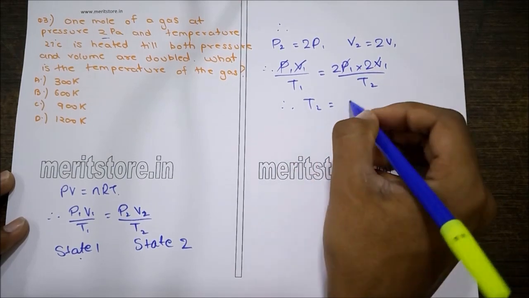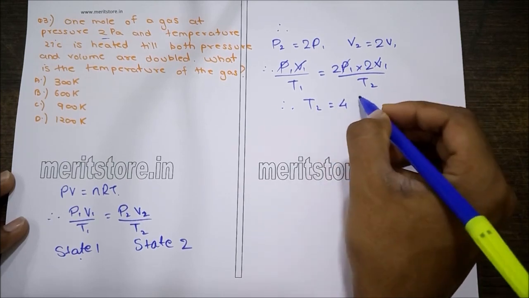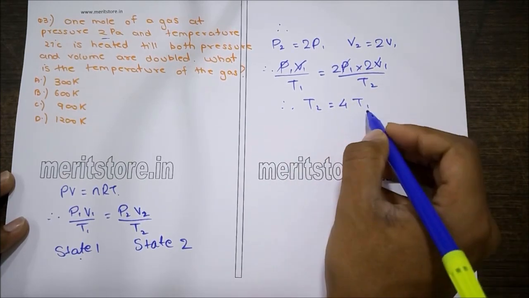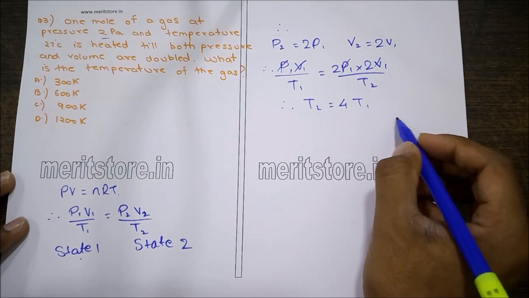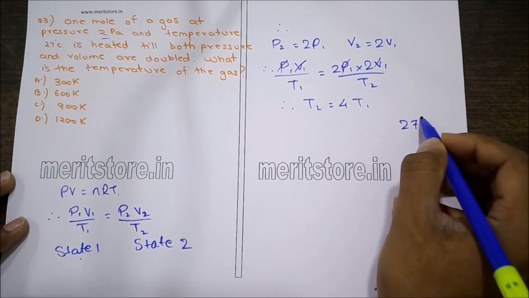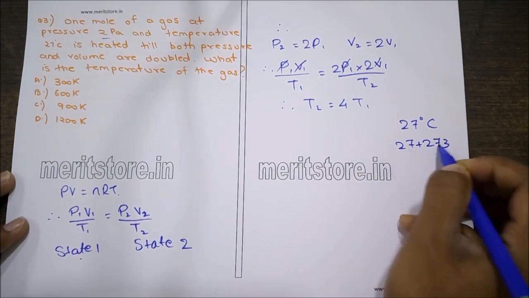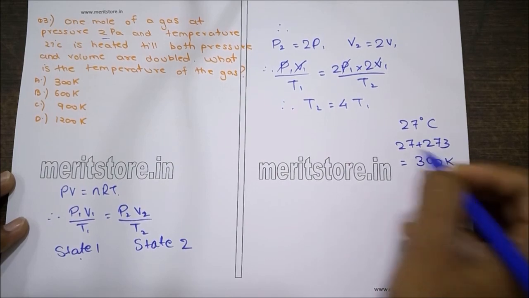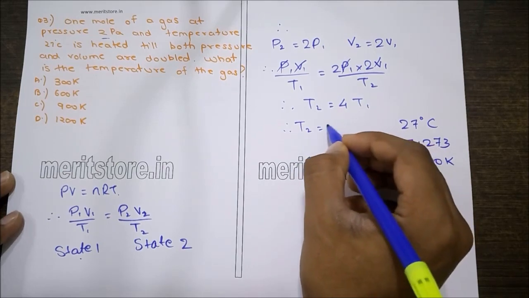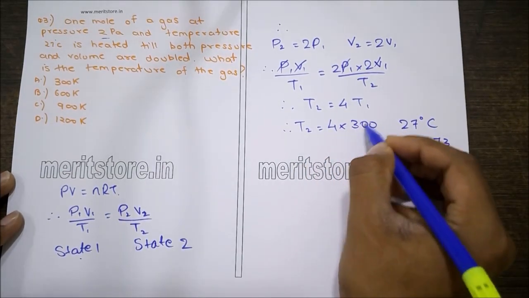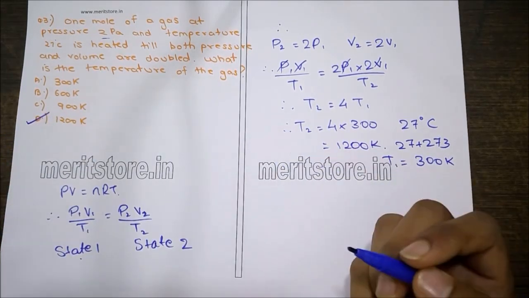Therefore T2 is equal to 4 times T1. Now instead of substituting T1 as 27 degrees, let us convert it into the standard unit, Kelvin. So 27 degree Celsius can be written as 27 plus 273, that is equal to 300 Kelvin. So this is T1. So therefore T2 is equal to 4 times 300, that is nothing but 1200 Kelvin. Hence option D is the correct answer.